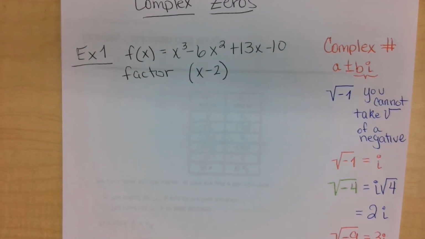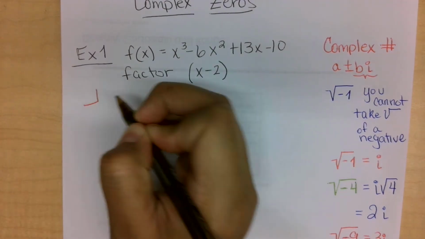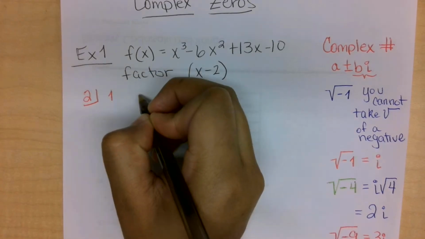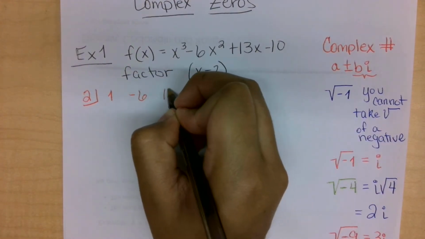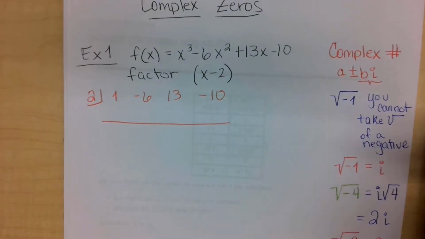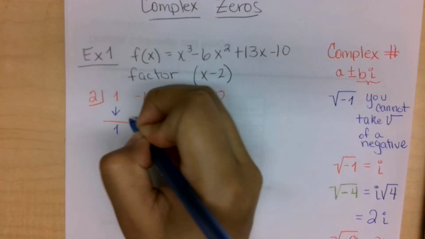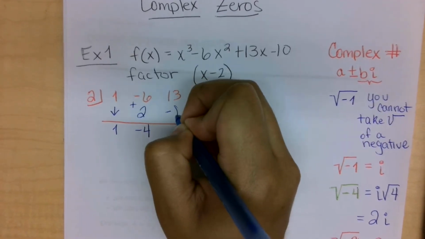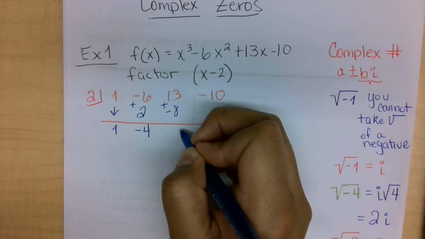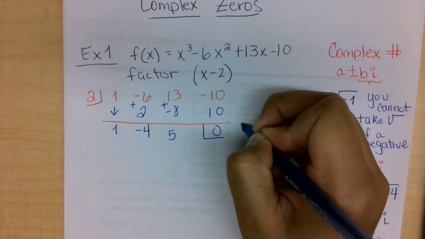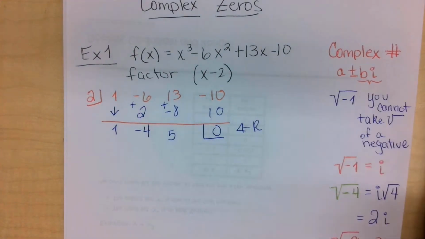So we are trying to break down this polynomial, so I'm going to go ahead and do synthetic division. This is x minus 2, so it's a positive 2. We have a 1, -6, 13, and -10. And we're going to do synthetic division to solve. Bring down the 1. 1 times 2 is 2. Add: -4. Times 2 is -8. Add: 5. Times 2 is 10. Add: our remainder is 0. Remember that the remainder is always supposed to be 0.